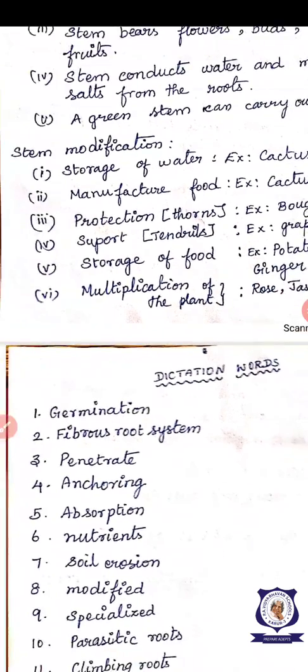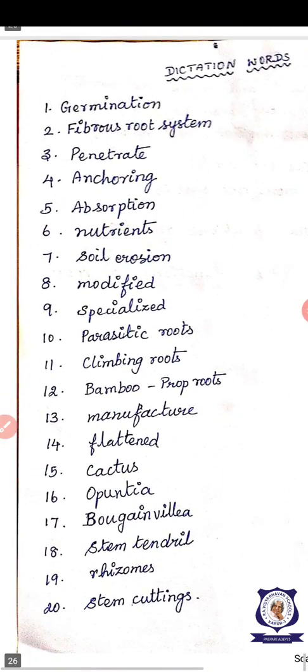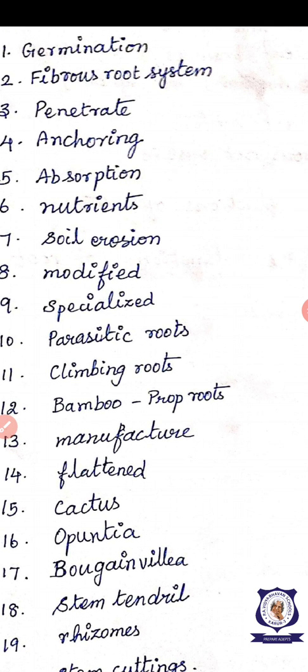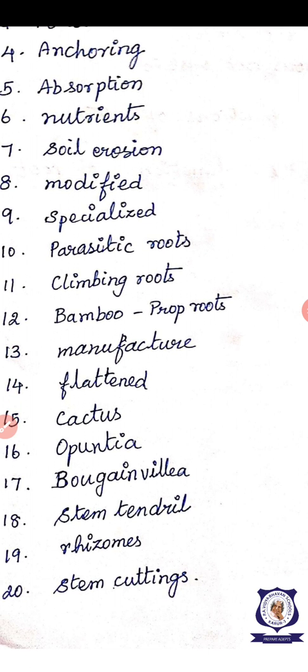Now the dictation words also we have to study. Germination, fibrous root system, penetrate, anchoring, absorption, nutrients, soil erosion, modified, specialized, parasitic roots, climbing roots, bamboo roots, manufacture, flattened, cactus, opuntia, bougainvillea, stem tendril, rhizome, stem cuttings.